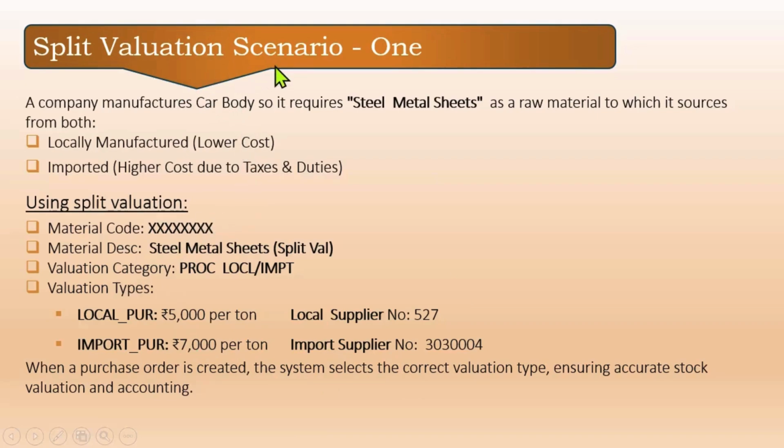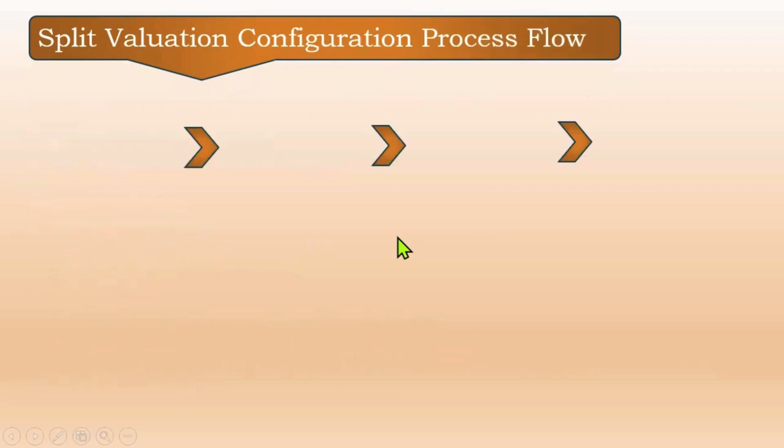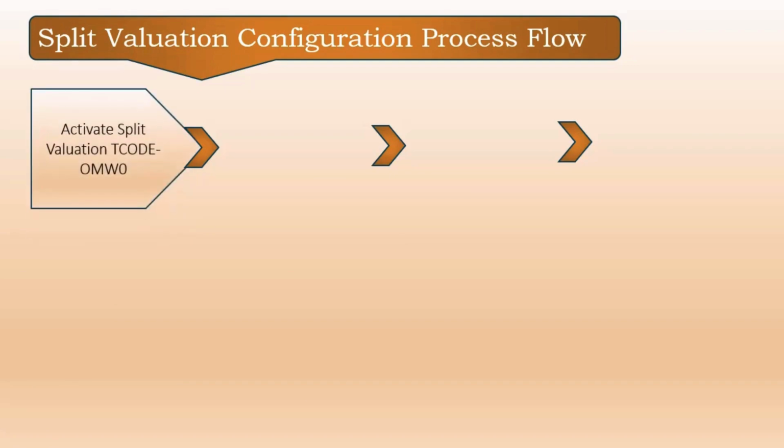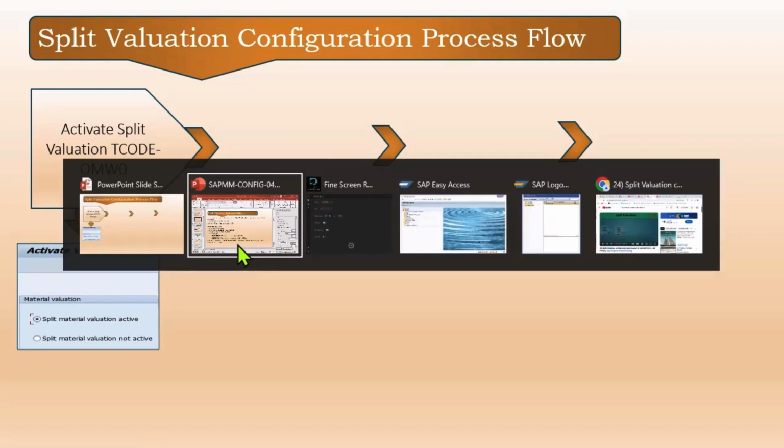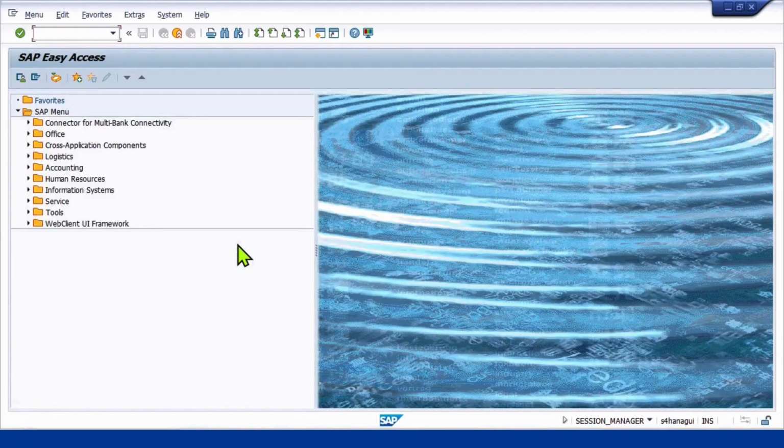So this is split valuation scenario 1. This is a configuration part. We need to activate the split valuation. For that, we'll use this code OMWC, or we'll follow the SAP reference IMG path. So let's log on to the system and do the configuration.